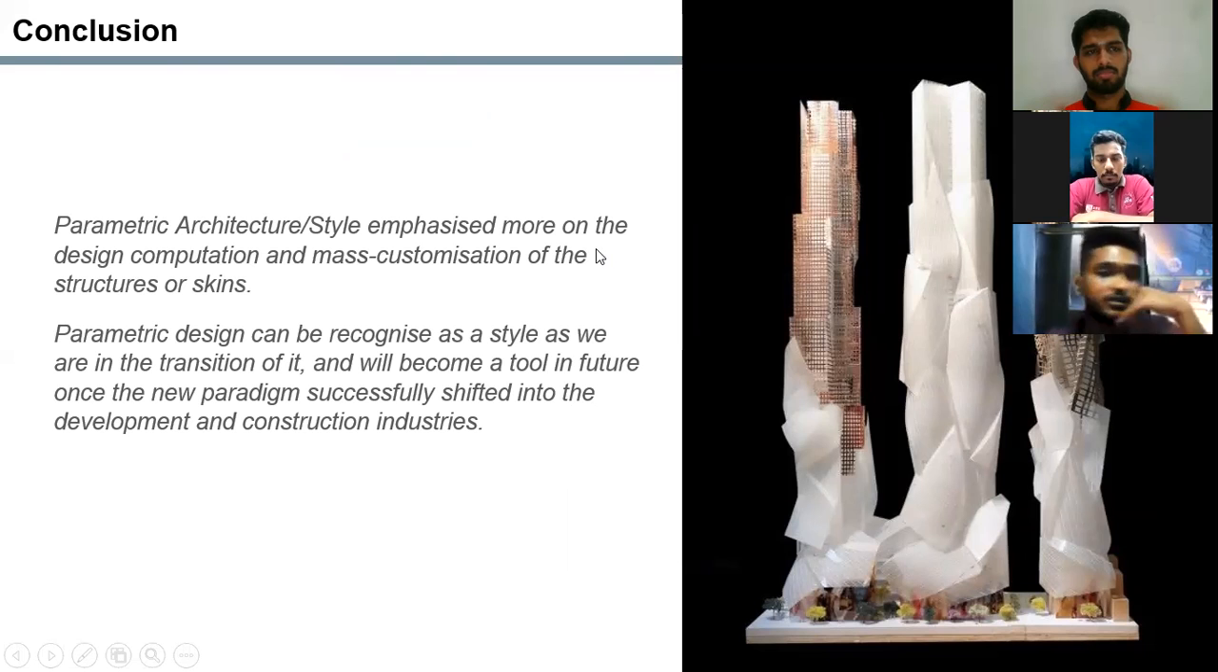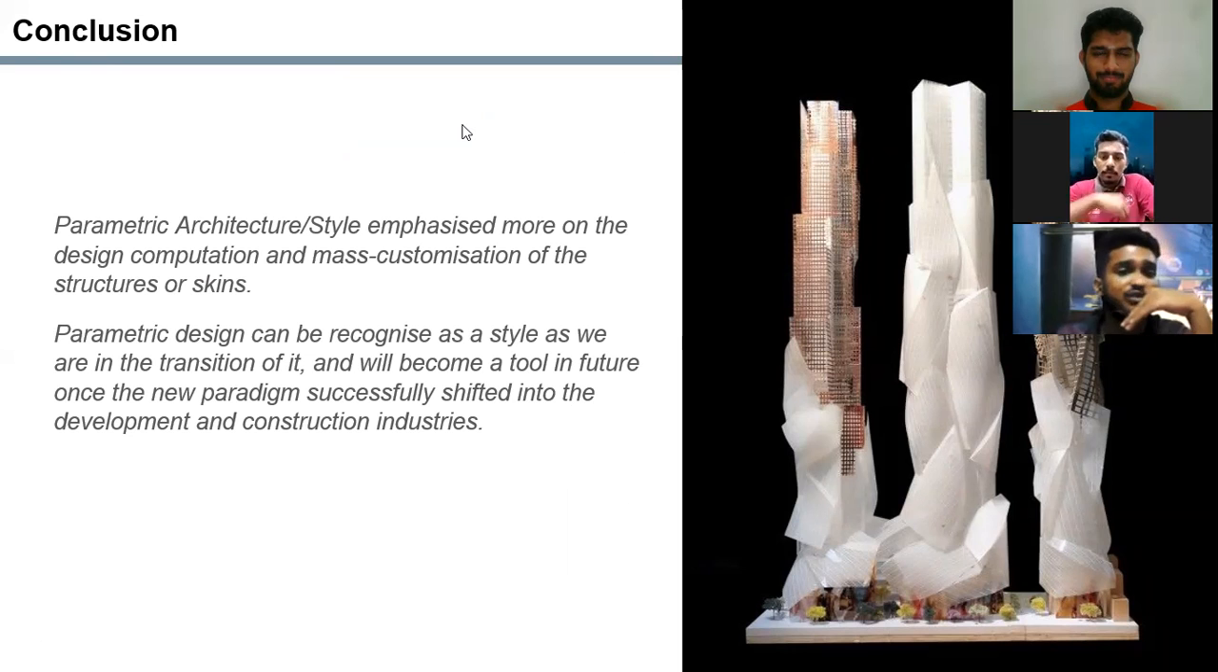As a conclusion, parametric architecture places more emphasis on design computation and mass customization of structures or skins. Parametric design can be recognized as a style as we are in the transition of it, and it will become a tool in the future once new paradigms are shifted into the development and construction industries.